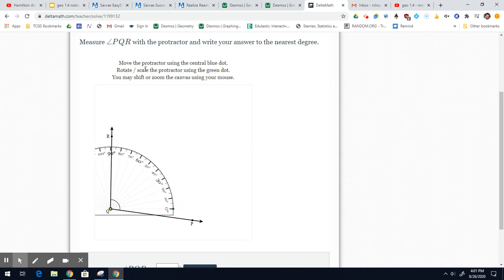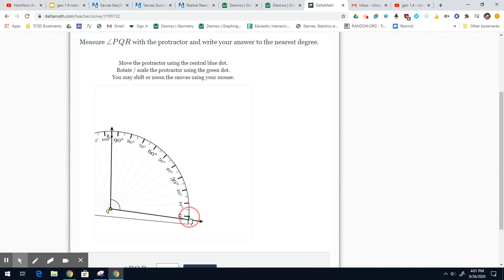Next, it says rotate, scale the protractor using the green dot. So now I'm going to take this green dot, which is at 0, and line it up with either the R or P. If I line it up with P, notice how the protractor is in the interior of my angle. If I were to have chosen R, notice how the protractor is now going to the exterior. That's not good. We can't measure the angle that way. So I need it to be on P.